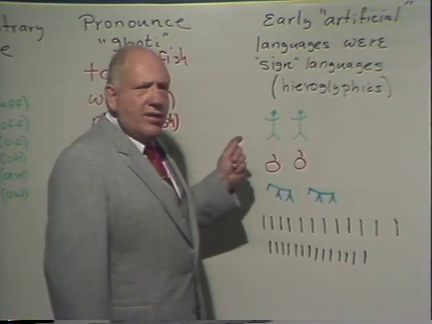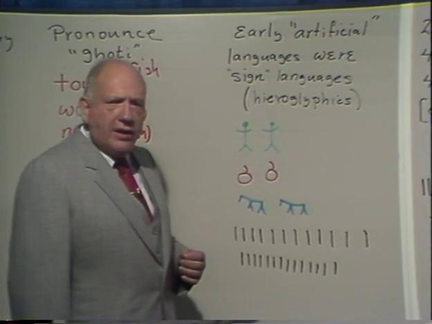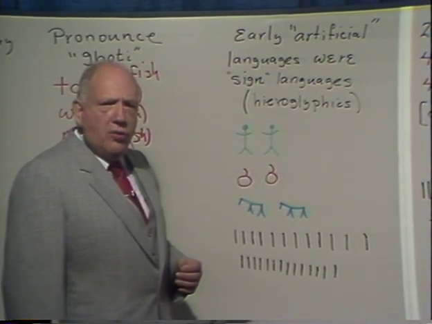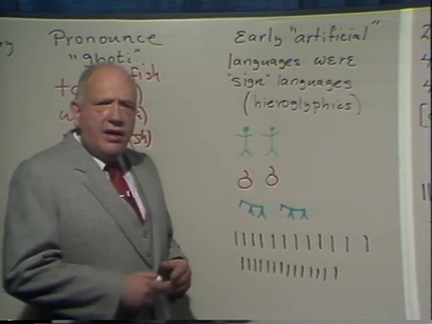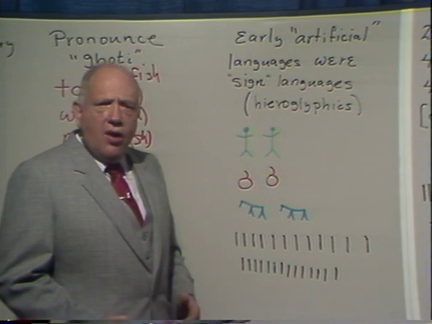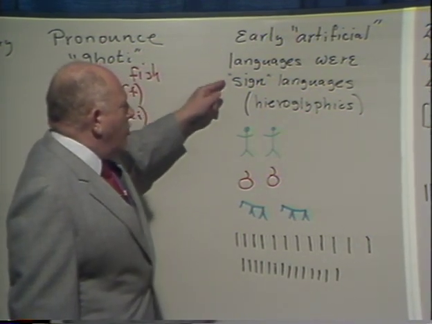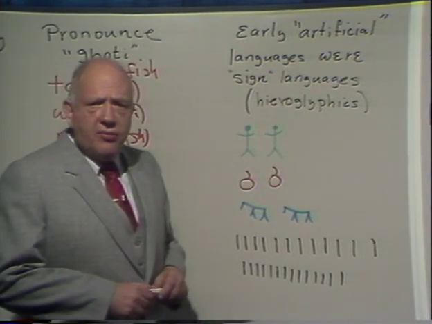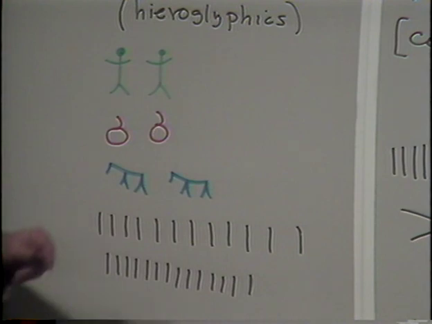One of our assumptions is going to be in this course that people sought the simplest solutions to any problems that plagued them. And they looked for more complicated solutions only when the simpler ones either stopped working or became too cumbersome. The easiest way to describe what you wanted was to draw a picture. So the early artificial languages were sign languages, such as the Egyptian hieroglyphics. And basically what happened was you drew pictures. That's what you meant by a sign language.